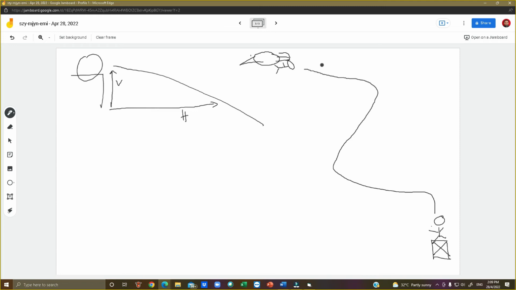Jawapan kamu dah hampir-hampir tepat tu. Okay. So if we take a look here, orang ni, dia ada gravity, dia ada drag, dia ada force. This is some sort of projectile. However, projectile punya projection macam ni, ataupun macam ni, ataupun macam ni.